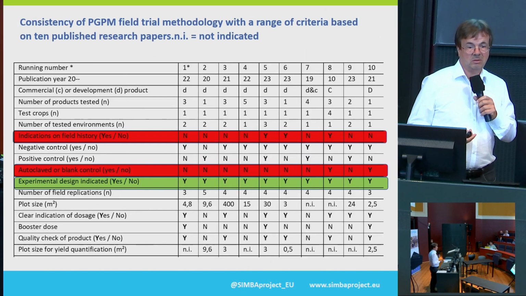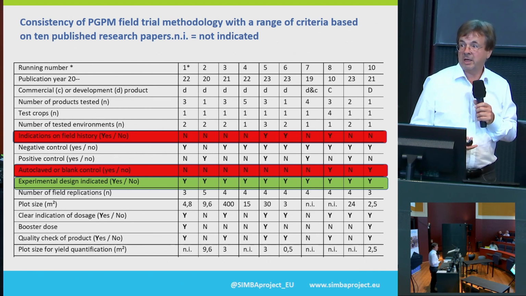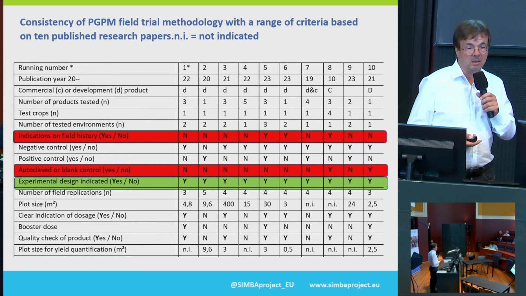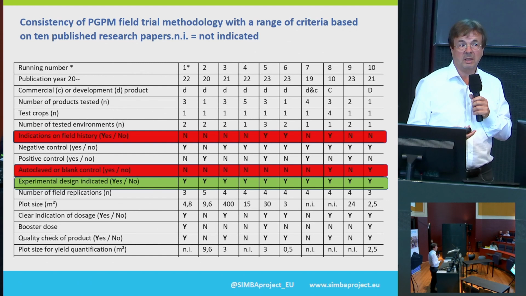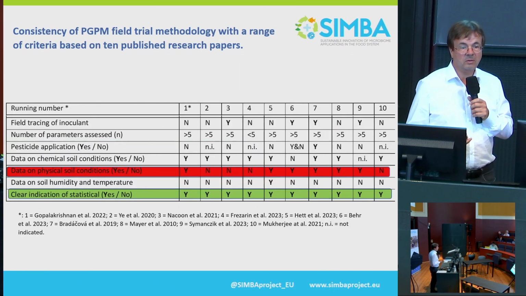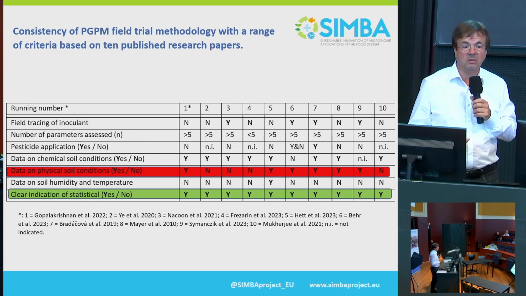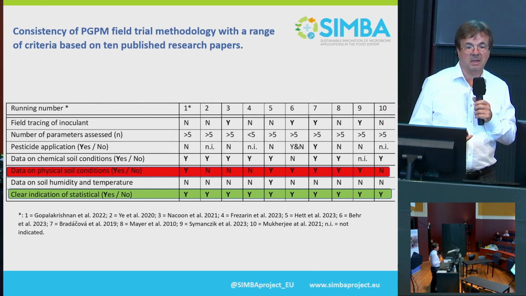And just to finish, we have compared this to some recent publications, and we can see that some of the aspects that we suggest are already fulfilled. Those are lined in green here. But others are not, especially with respect to the controls, which are often not as we would suggest, to have also a positive control and a blanket control. And also if you look at the soil data, especially data on soil humidity and temperature, it is often missing, as you can see in this data here.